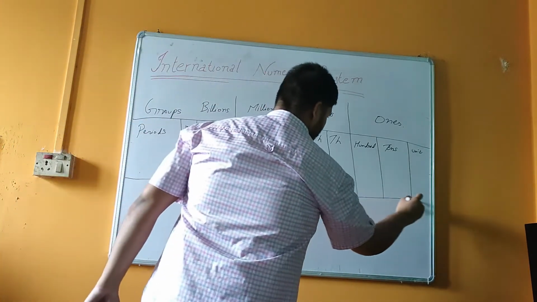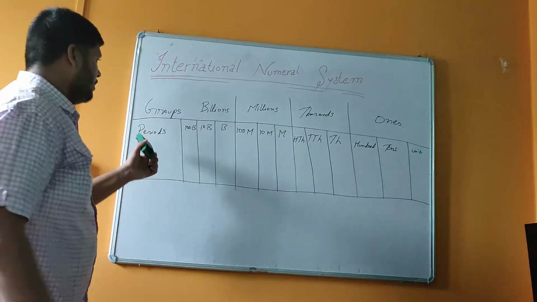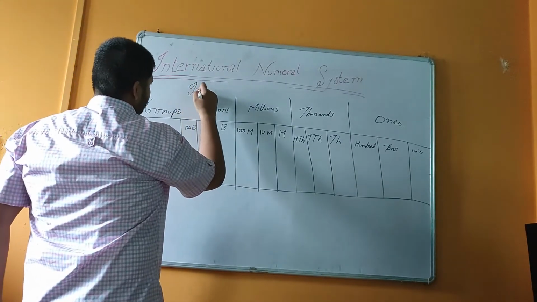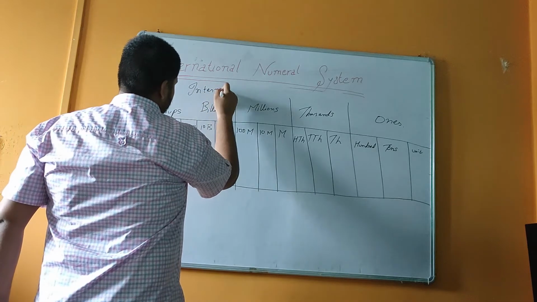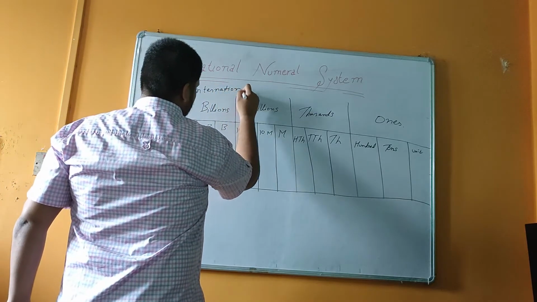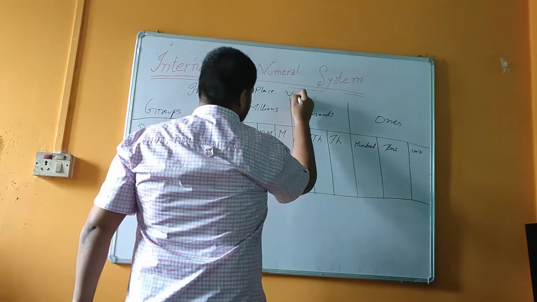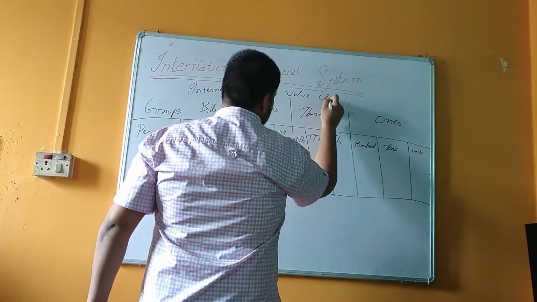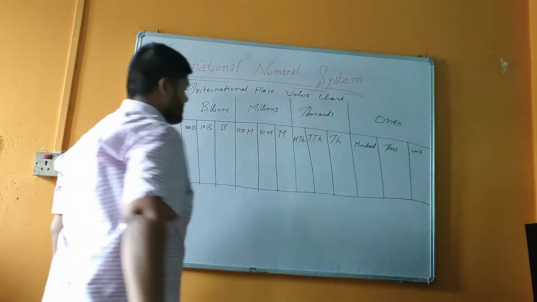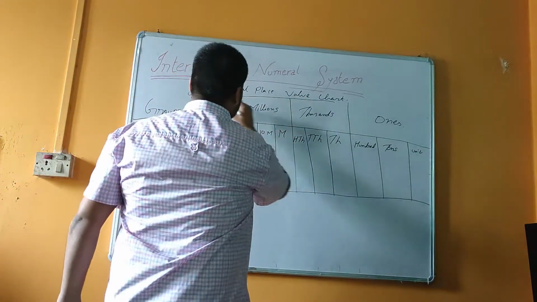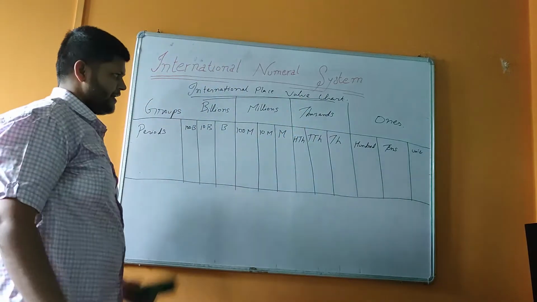This is the table. The name of this table is International Place Value Chart. What is the name of this table? International Place Value Chart. Okay?